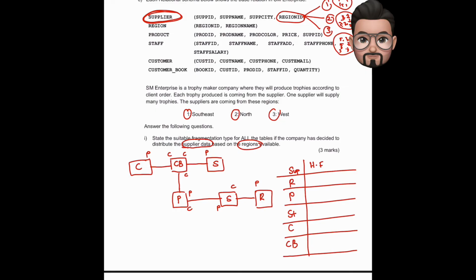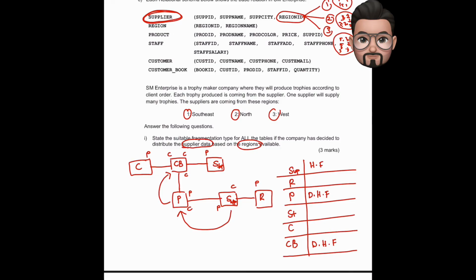Now to determine the other tables, we look from supplier: who is the child of the supplier? Product. So product needs to do derived horizontal fragmentation. Who is the child of product? The child of product is customer book. Customer book should be derived horizontal fragmentation. Who is the child of customer book? There is none; customer book doesn't have any child, so we can stop there.